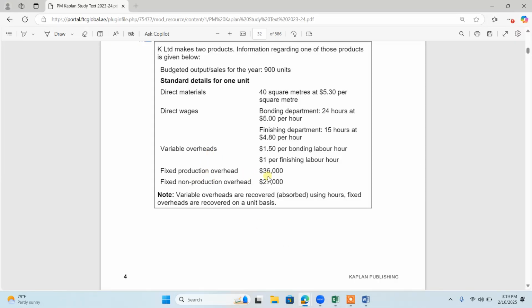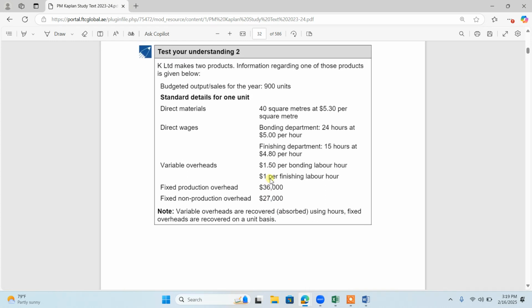So the fixed production overhead is 36,000. Keep in mind that this fixed cost of 36,000 has nothing to do with the number of units. Actually, this is 36,000 for the whole 900 units. This is also a fixed cost, which is 27,000. Again, this is fixed for the 900 units. Either you produce 900 units or 500 units, it doesn't matter. This is the fixed cost.